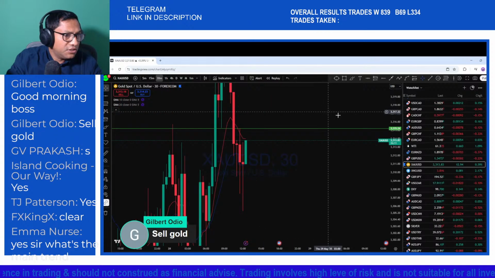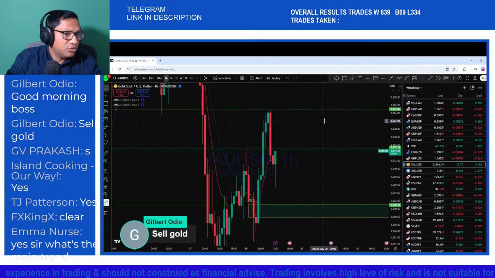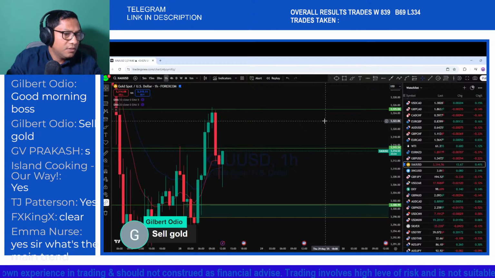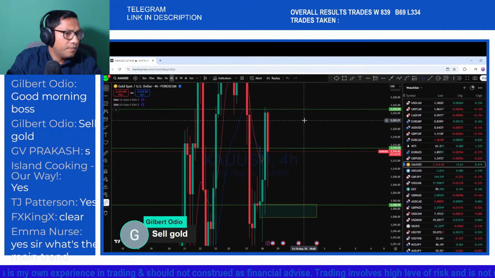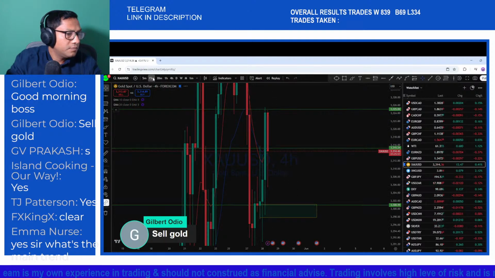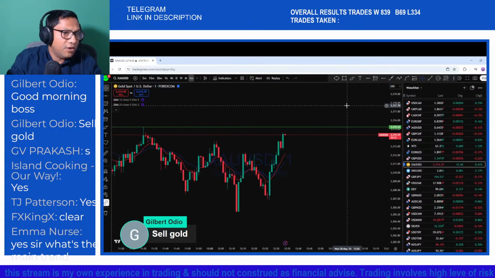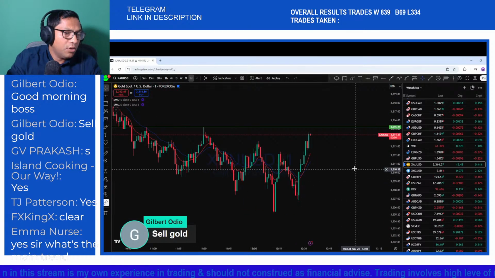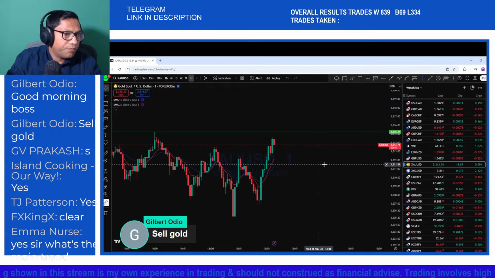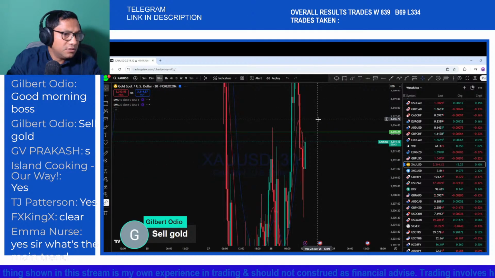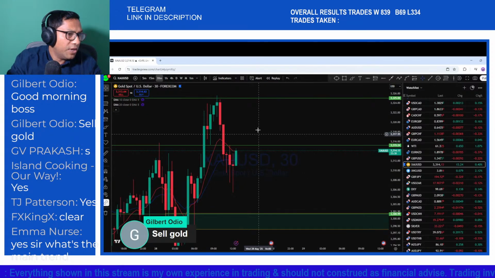So 30 minutes is where the market is approaching the 1 hour. Okay, we can see some kind of move back to the upside. Now it's time for a possible sell stop here. Let's wait to see where the best area to place it is.